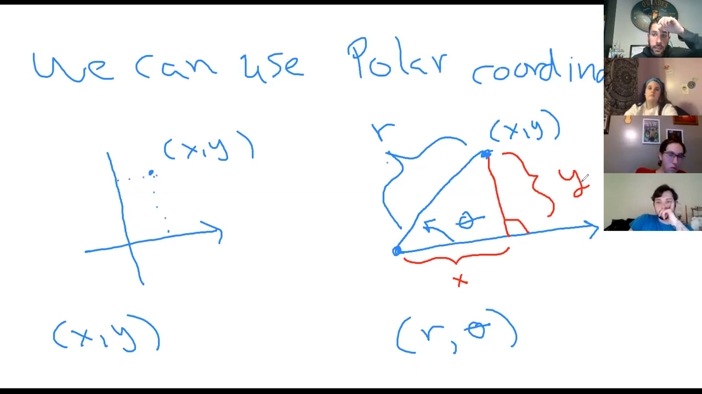Anybody have any questions about that? So we're thinking about taking a point in space, a point in the plane, and we want to think about its geometry, its characteristics, not by left and right and up and down, but straight distance from the origin and angle from the horizontal axis.